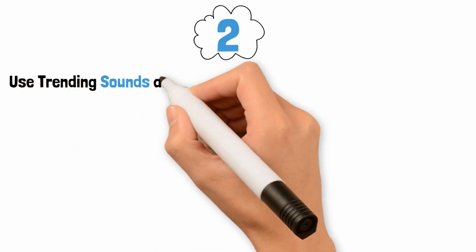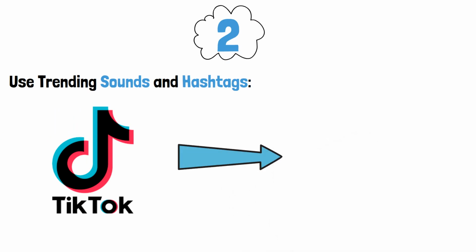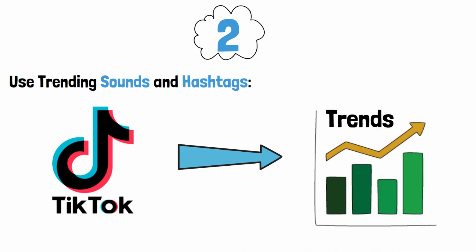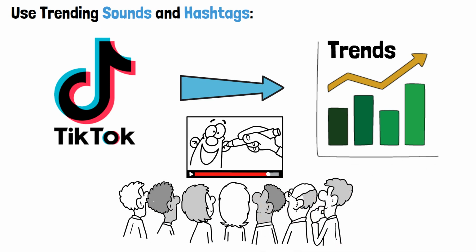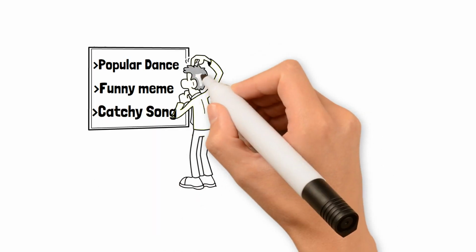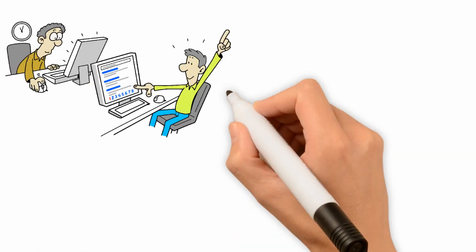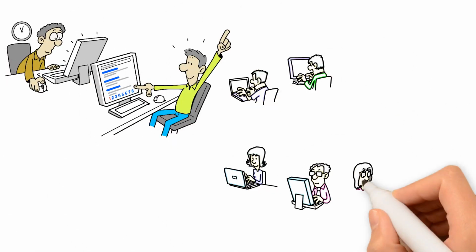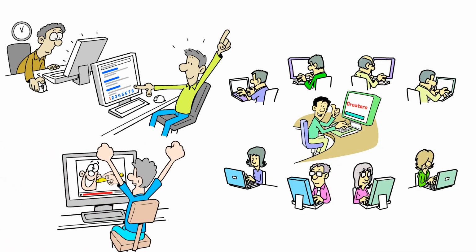Number 2. Use trending sounds and hashtags. One of the key features that makes TikTok so unique is its emphasis on trends. And it's no secret that incorporating them into your content can help you gain traction and reach a wider audience. Whether it's a popular dance, a funny meme, or a catchy song, trends have the power to capture the attention of millions of viewers around the world. By hopping on the latest trend, you can tap into a vast network of like-minded creators and fans who are all eager to engage with fresh and exciting content.